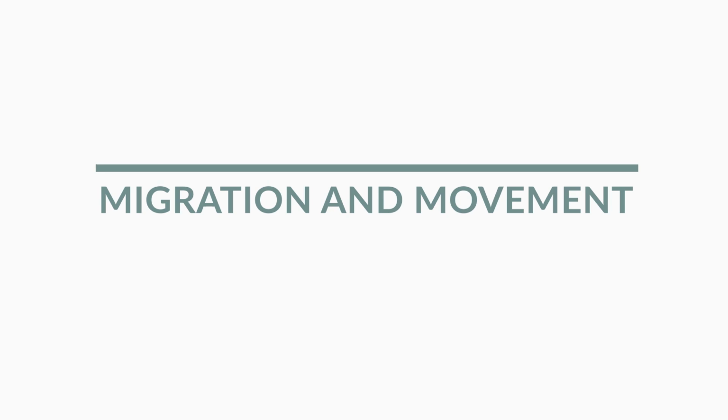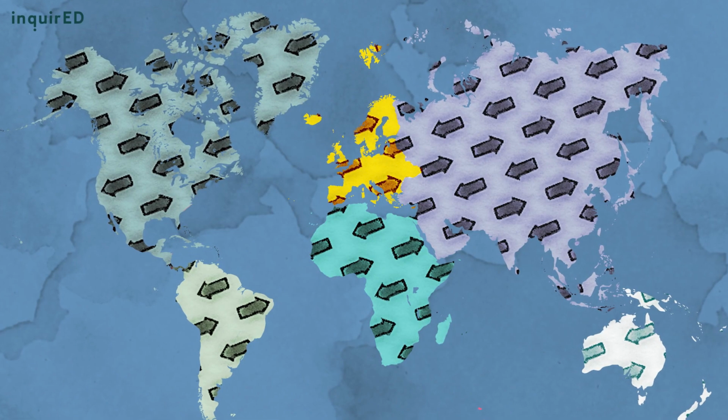In the Migration and Movement Inquiry, students explore the causes and effects of immigration, comparing past and present immigration stories to understand how and why people come together, create a community, and preserve their cultural identity.